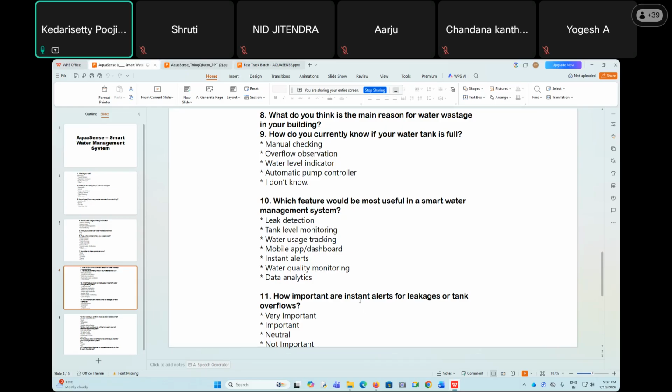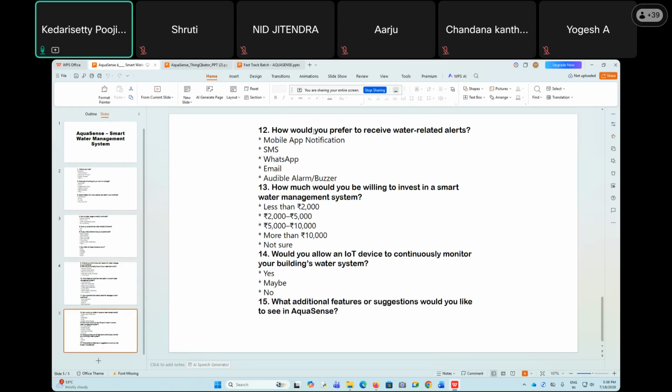And then, how important are alerts for leakage and tank overflows? After speaking to a few people, I observed what that means. The instant alerts have helped a few people who are using them, very few, in universities or in some hostels, and they told me that it's very helpful for them.